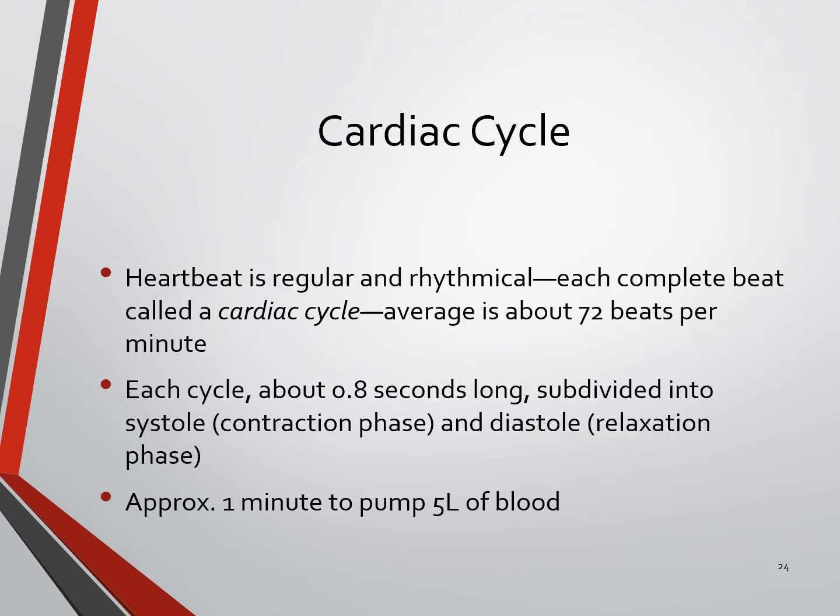The cardiac cycle is the amount of time that it takes for both the atria and the ventricles to contract and relax. And that takes a little less than 1 second, or approximately 0.8 seconds for a complete cardiac cycle. In approximately 1 minute, the heart can pump 5 liters of blood. And that is approximately 2,000 gallons per day. For those of you that love math, I want you to tell me how many cups that is.